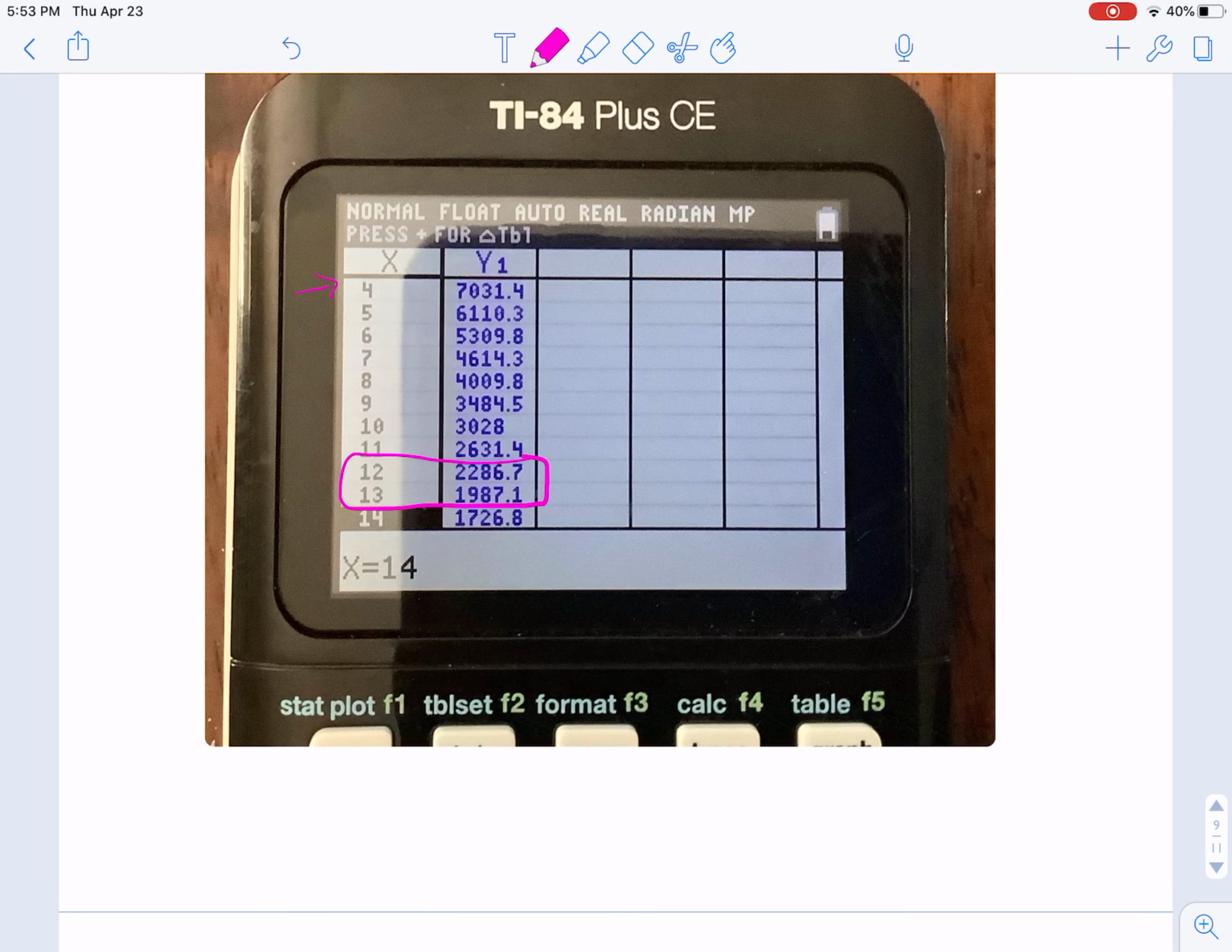If you notice in the 12th year, I'm not at 2,000. I'm at $2,286.7. I'm not quite to $2,000. A little bit more time would have to pass before I'd hit that 2,000 mark. So it happens at some point. By the end of year 13, I'm at 1987.1. So it does occur in the 13th year. So I would say about, or you could say after about 13 years.